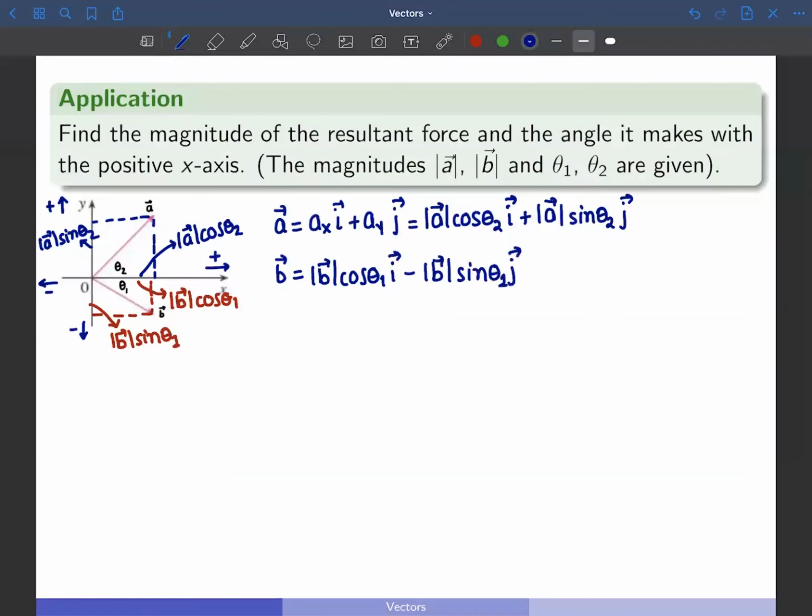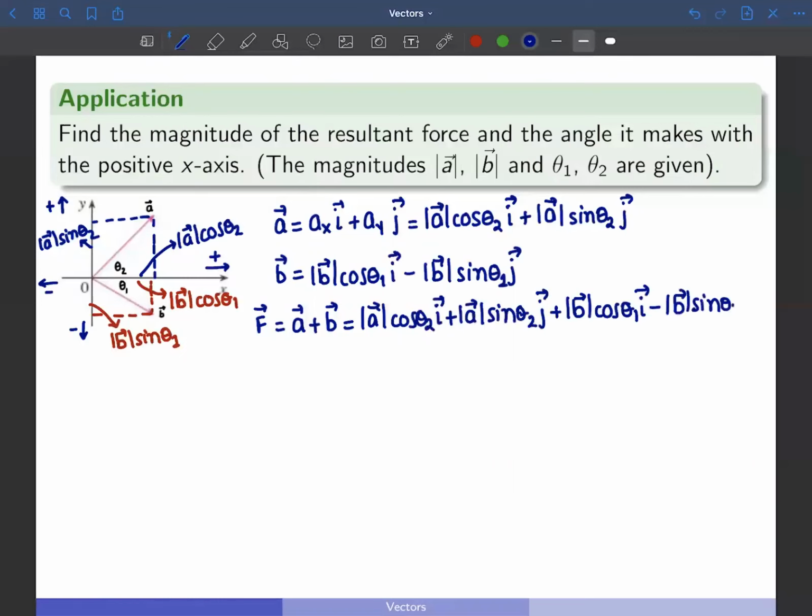And therefore, the resultant force, let's call that vector force F capital, will be equal to the vector A plus the vector B. And that is equal to the magnitude of vector A times cosine θ2 times vector i plus the magnitude of vector A times sine θ2 times vector j, and then plus the vector B, which is equal to the magnitude of the vector B times cosine θ1 times vector i minus the magnitude of vector B times sine θ1 times the vector j.